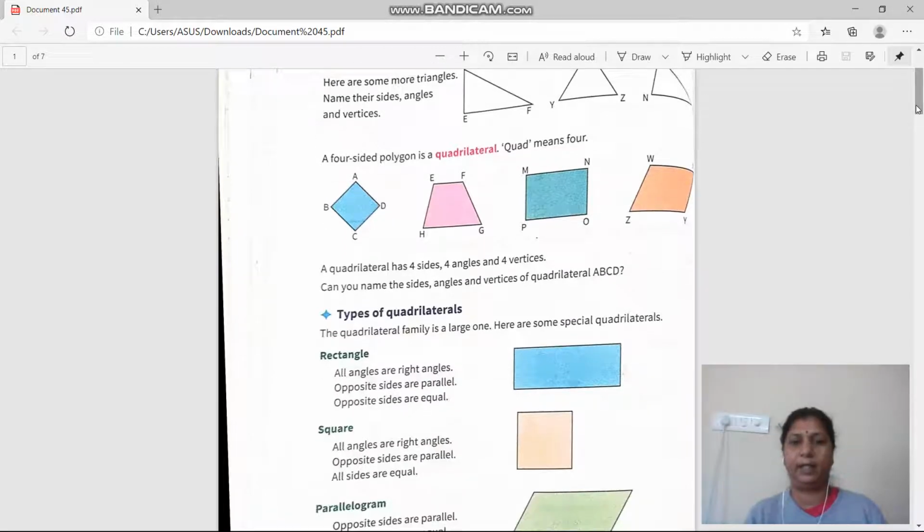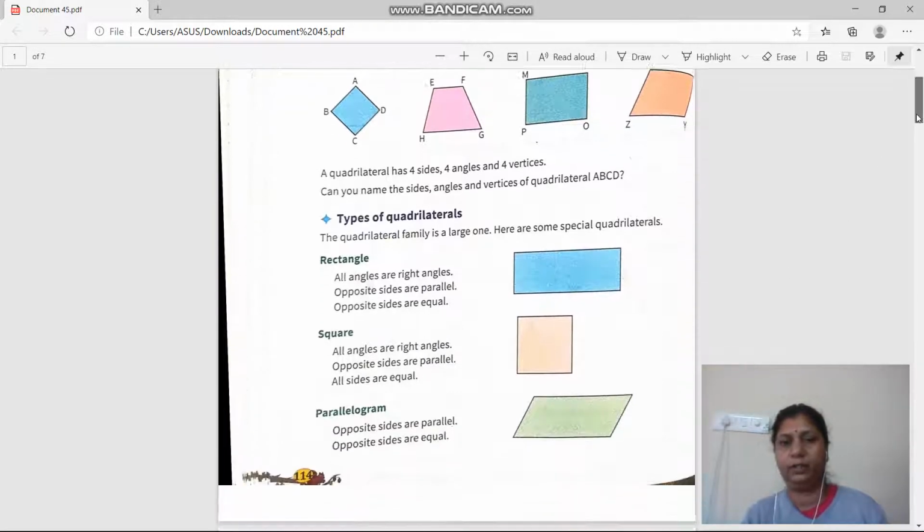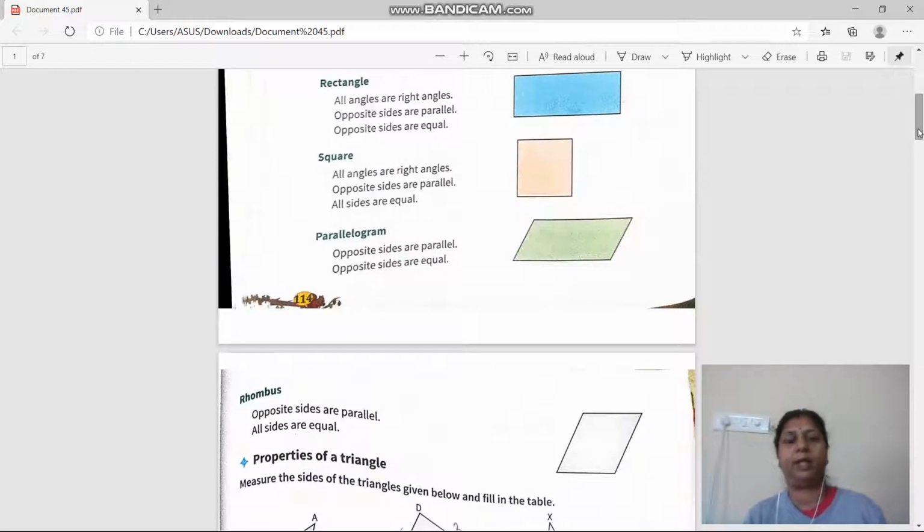We studied rectangles, the quadrilateral in which opposite sides are equal and parallel, and all angles are right angles. Next quadrilateral is square. In this all angles are right angles and opposite sides are parallel. All sides are equal. Then next, parallelogram. In a parallelogram, opposite sides are parallel, opposite sides are also equal. Then rhombus, opposite sides are parallel and all sides are equal.